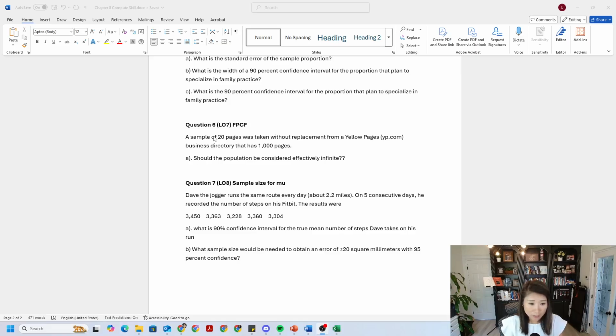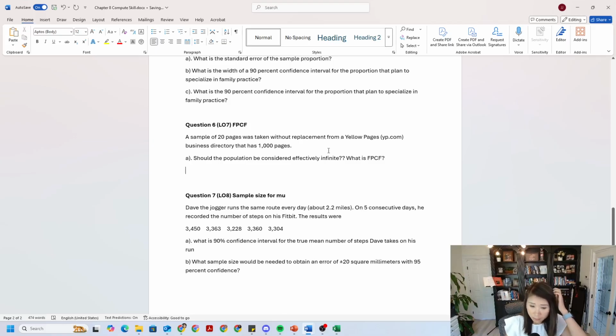Question number 6. A sample of 20 pages was taken without replacement from the yellow page, yp.com, business directory that has 1,000 pages. Should the population be considered effectively infinite? And also, I want to add on: what is FPCF? Okay. So first, let's see if we can consider the population as infinite.